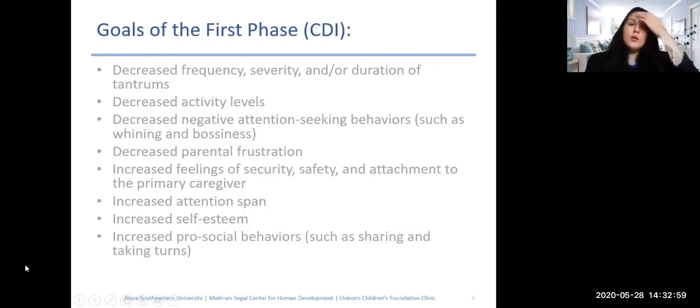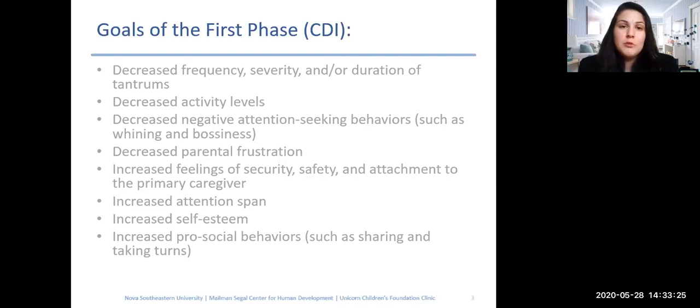So what are the goals of the first phase, right? What are the goals of the CDI? We want to see a decrease in the frequency, severity, and duration of tantrums, right? We want to see a decrease in those activity levels. We want to see a decrease in those negative attention-seeking behaviors. So this could be whining, crying. Sometimes we see children even act bossy during play.